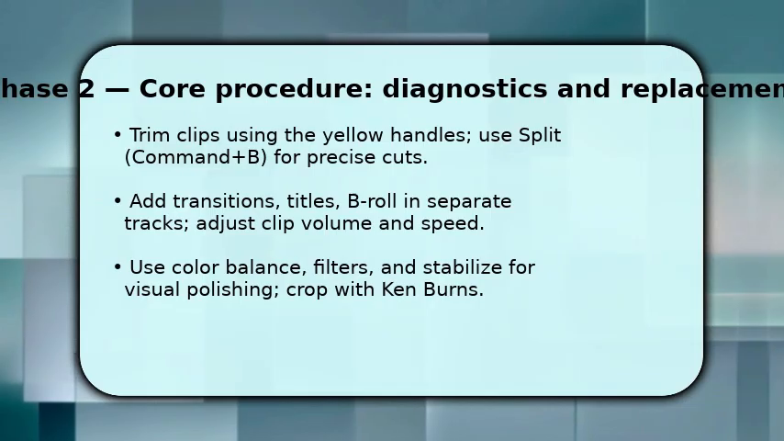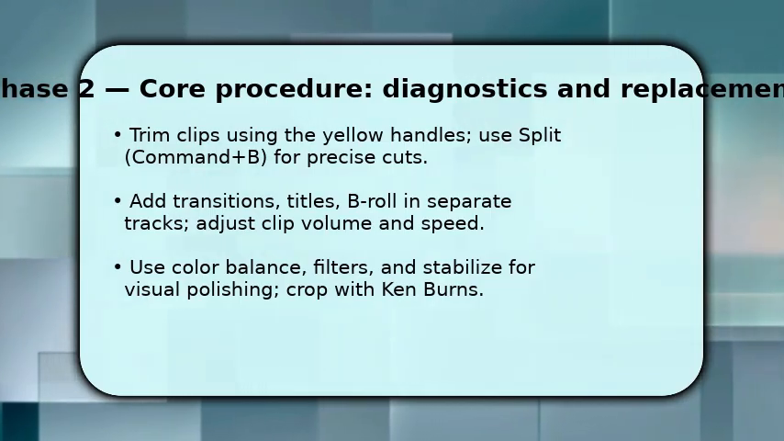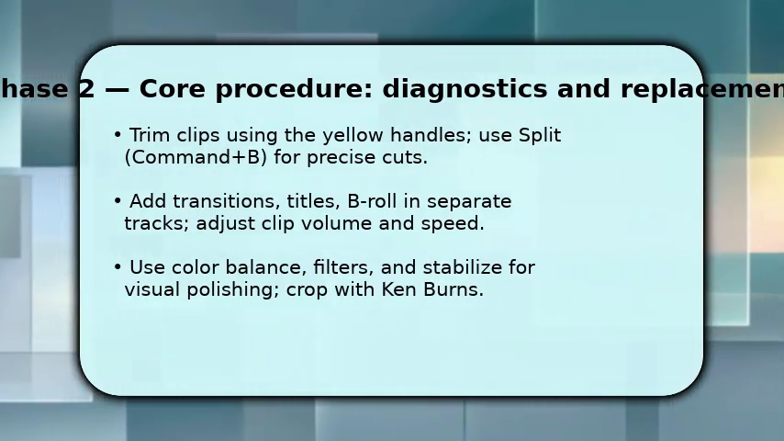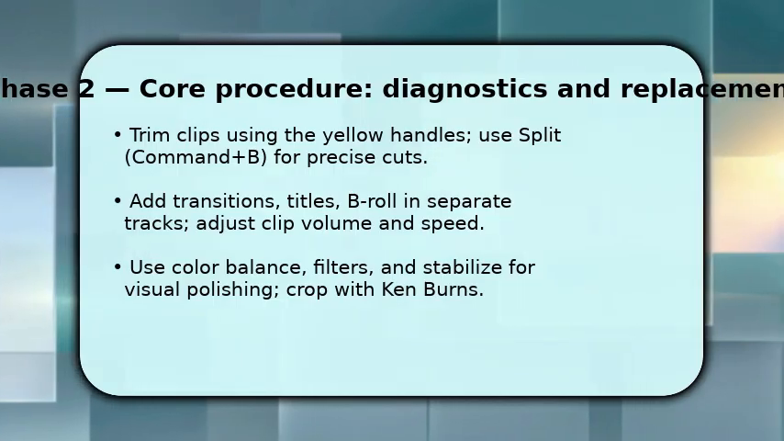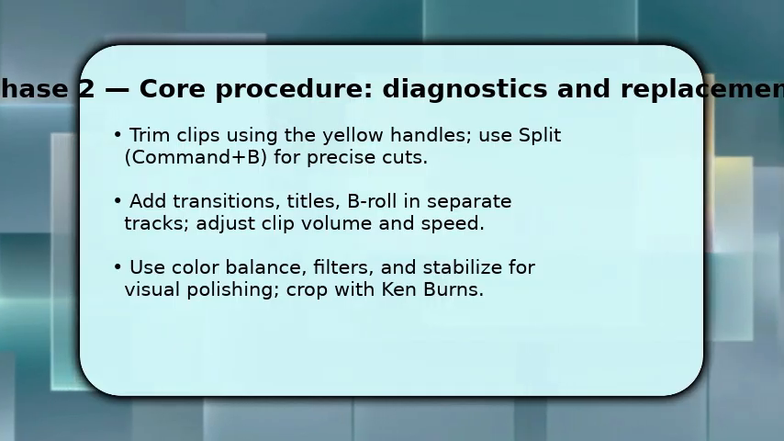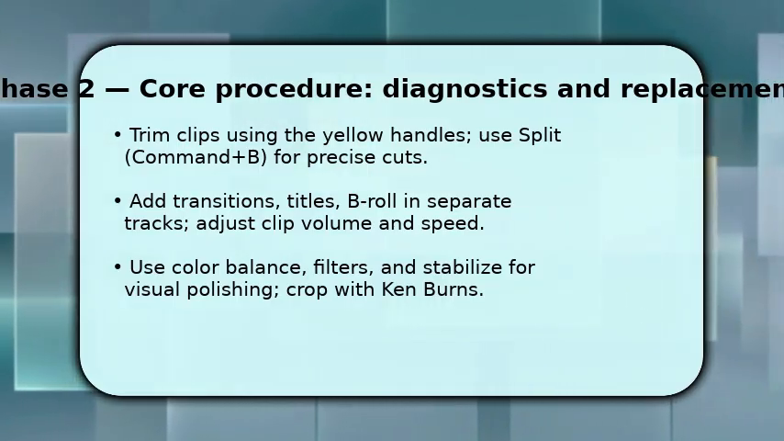Layer B-roll above your main clip to hide jump cuts. Make audio adjustments, fade handles, normalize, or reduce background noise, because clear sound keeps attention. For visuals, apply color balance or stabilization and use Ken Burns to animate photos.